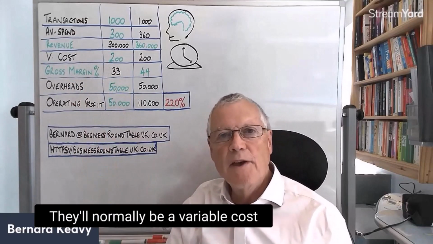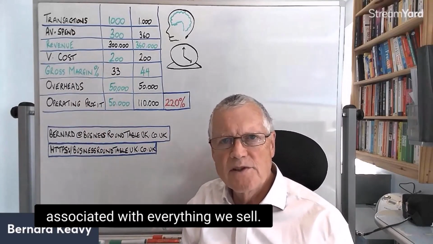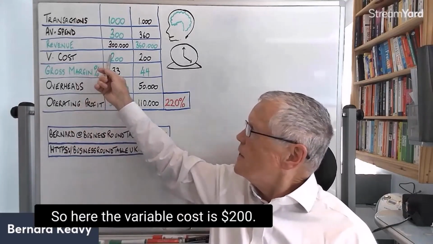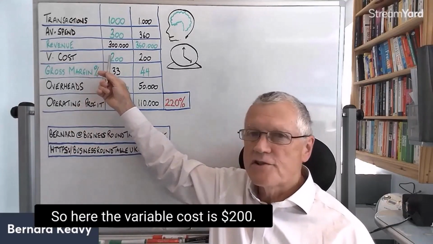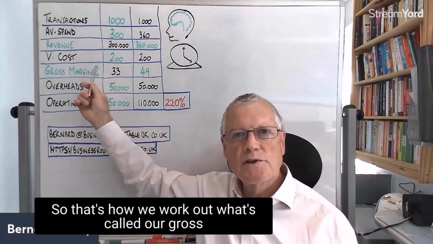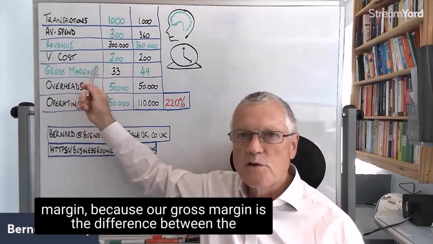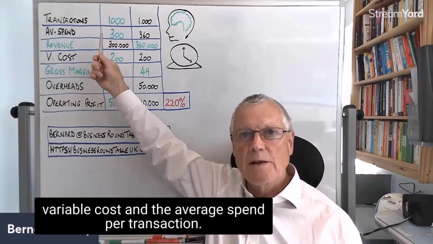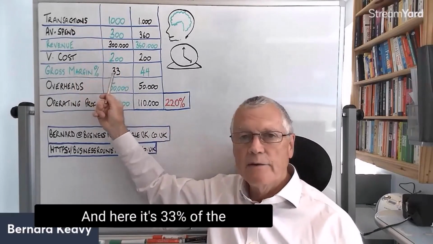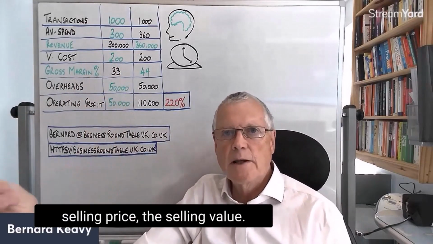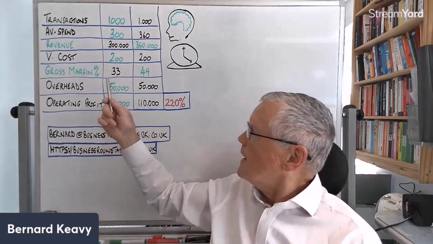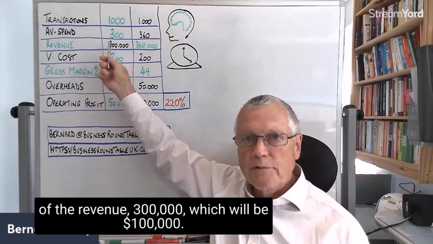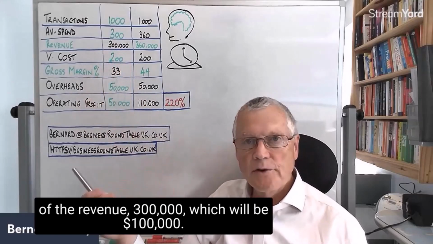There'll normally be a variable cost associated with everything we sell. Not necessarily, depends on the type of business, but generally. So here, the variable cost is 200. So that's how we work out what's called our gross margin, because our gross margin is the difference between the variable cost and the average spend per transaction. And here it's 33% of the selling price, the selling value. So therefore, our gross profit will be a third of the revenue, 300,000, which will be 100,000.